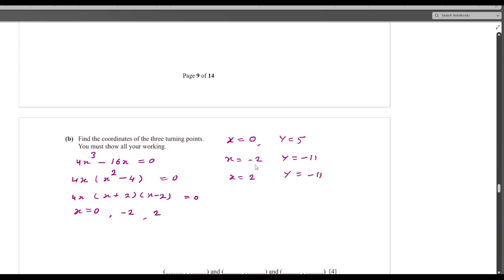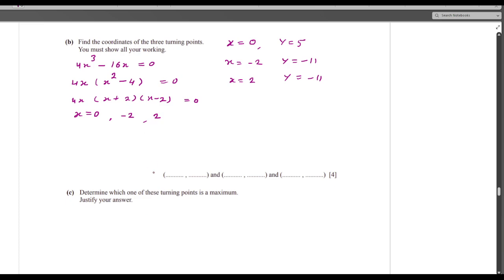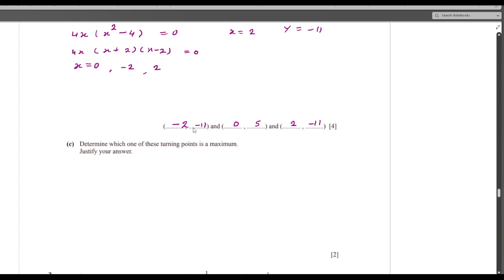Okay. So here, the three turning points. If I start with the leftmost point, it is minus 2 comma minus 11. Then it is 0 comma 5. And then it is 2 comma again minus 11. Determine which one of these turning points is maximum.